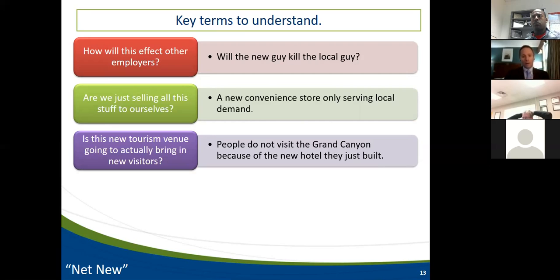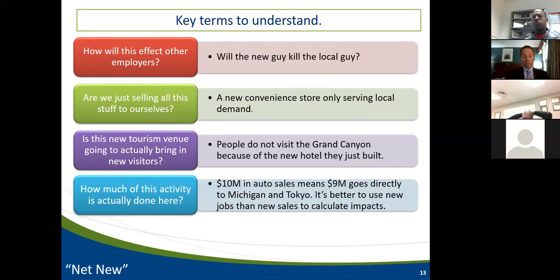But if it's the ice cream shop that's serving the existing tourism base, that's not net new. You're not attracting new tourists or visitors to your community. And there's all kinds of examples of tourism/visitor type of venues that you wouldn't think of as net new that are, and other ones that you might think of as net new that really aren't. So you have to give some mental thought about this, right?